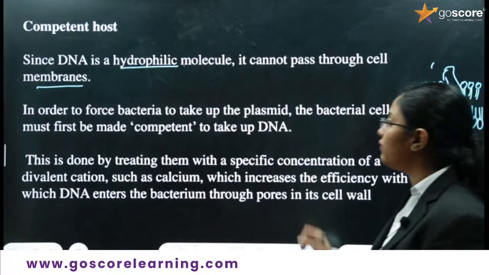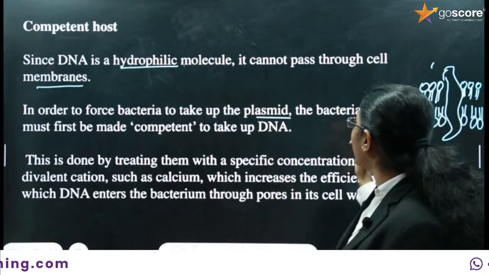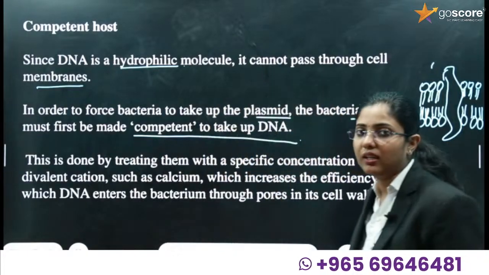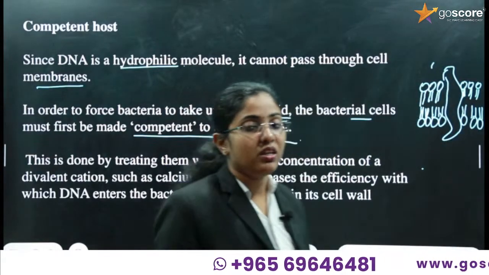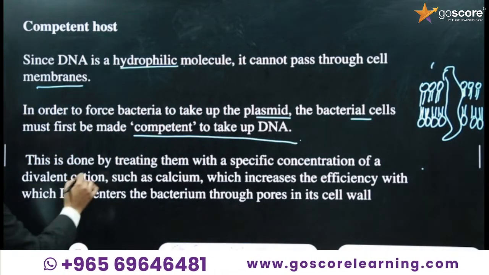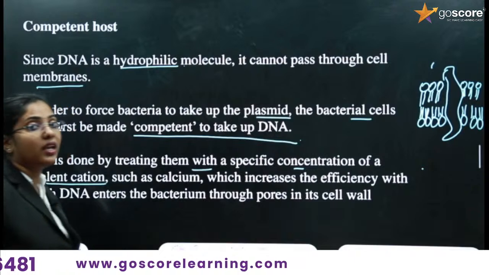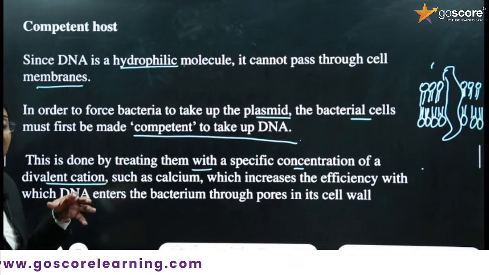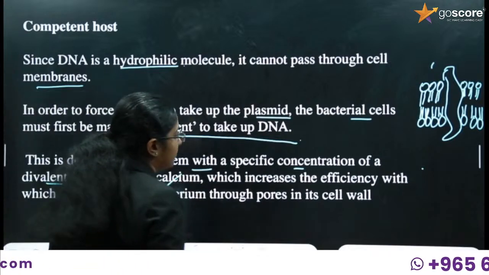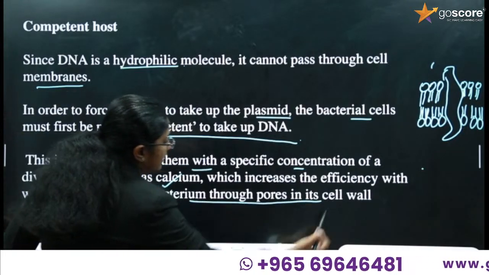So in order to force bacteria to take up the plasmid, we have to insert the plasmid, right? The bacterial cell must first be made competent to take up the DNA, so the membrane has to be made permeable enough. How is it done? By treating the cells with a specific concentration of a divalent cation. Calcium is used, which increases the efficiency with which DNA enters the bacterium through pores in its cell wall.